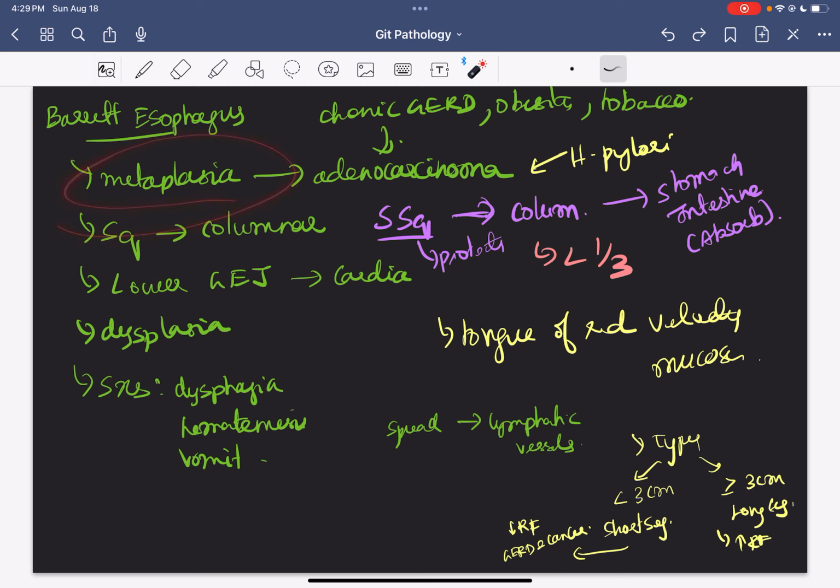It is primarily due to metaplasia. This metaplasia can cause adenocarcinoma in the future. This adenocarcinoma is not only due to this metaplasia, it could be due to H. pylori, it could be due to chronic GERD, obesity, or tobacco consumption.